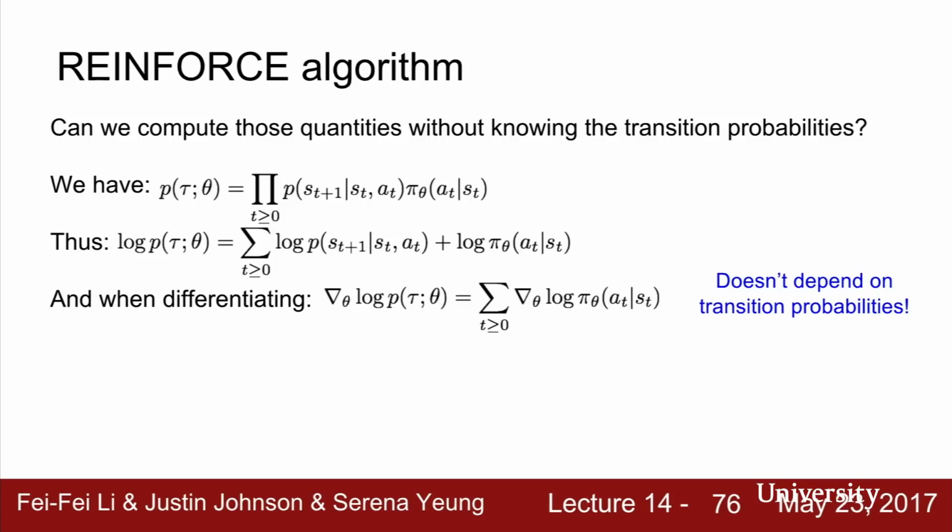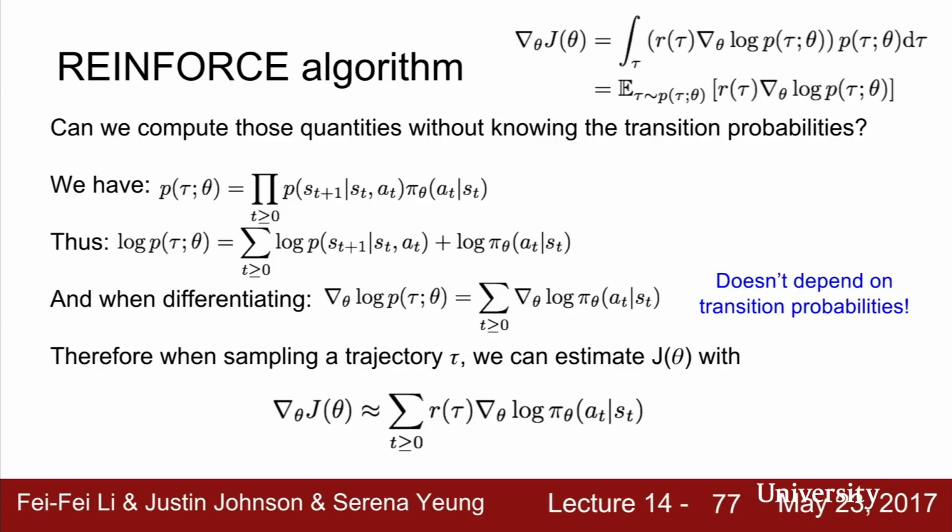And so the only place where we have theta is the second term, the log of pi sub theta of our action given our state. This is the only term that we keep in our gradient estimate. We can see that this doesn't depend on the transition probabilities, right? So we actually don't need to know our transition probabilities in order to compute our gradient estimate. Therefore, when we're sampling, for any given trajectory tau, we can estimate J of theta using this gradient estimate. This is shown here for a single trajectory from what we had earlier, and then we can also sample over multiple trajectories to get the expectation.